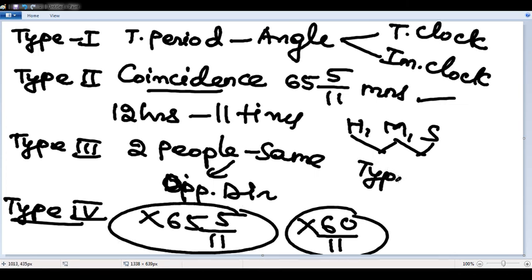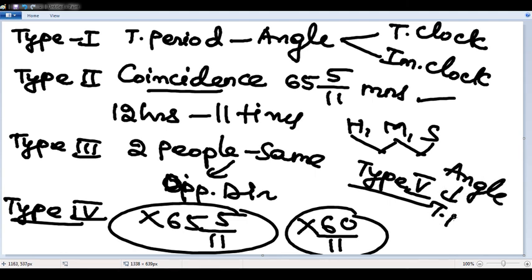Type 5, it is another variety. Angle is given and we found out the time period.